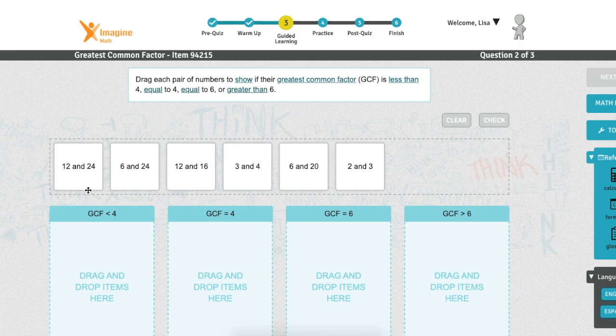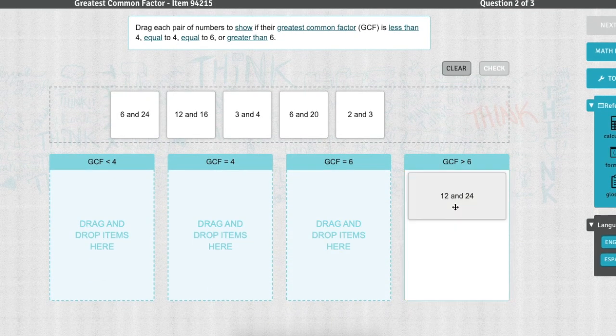But am I done? I know I've gotten to most of the factors of 12, except for 12. Is 24 divisible by 12? It is, isn't it? Which means that the greatest common factor of 12 and 24 is 12, and that means that it's greater than 6.